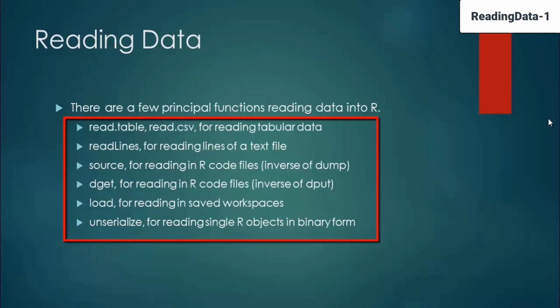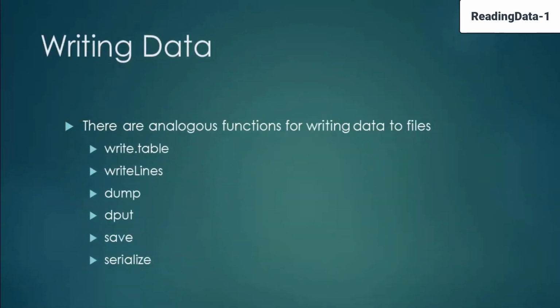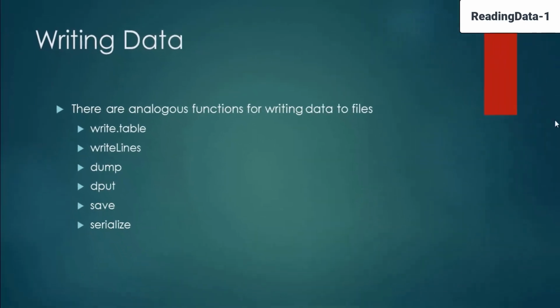Let's say you have an object in R. Unserialize will help you to read those objects in binary form. Writing data. There are analogous functions to reading data for writing data as well in R programming. write.table, writing inside a CSV file or a table created. writeLines, writing lines in a text file. dump, dput, save, and serialize, which is the opposite of unserialize that we saw in reading data.